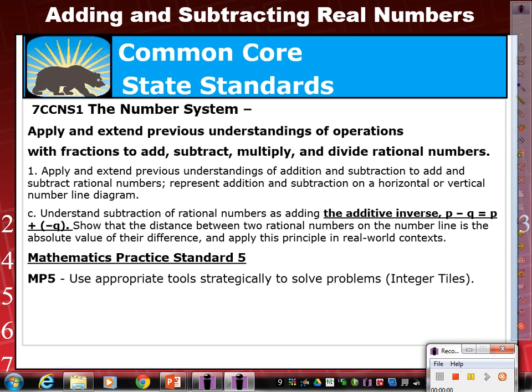And the title should be adding and subtracting integers, not real numbers. Adding and subtracting integers. Integers, my bad. Did a little typo there.